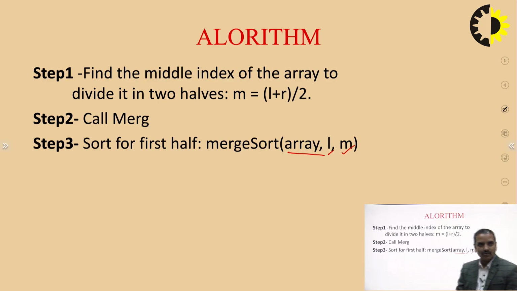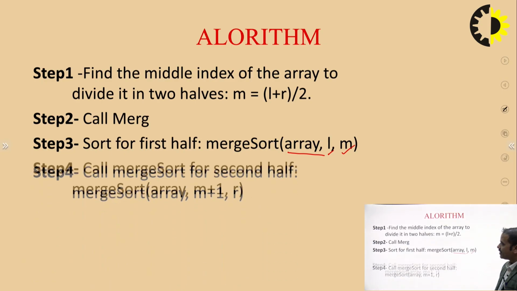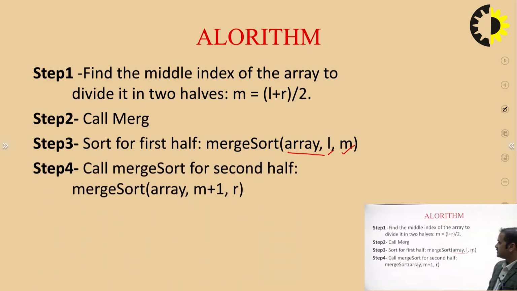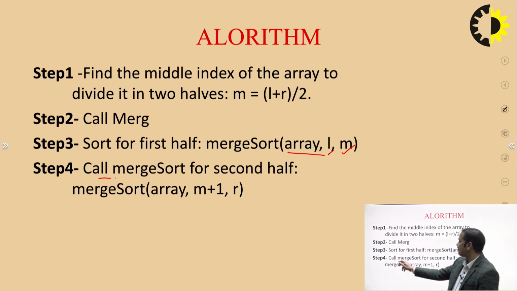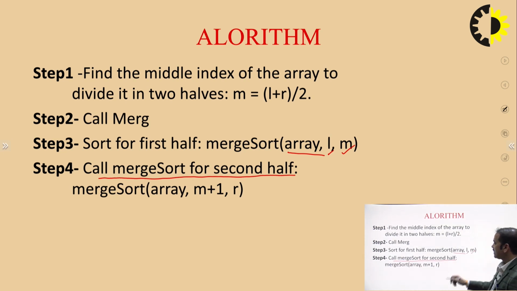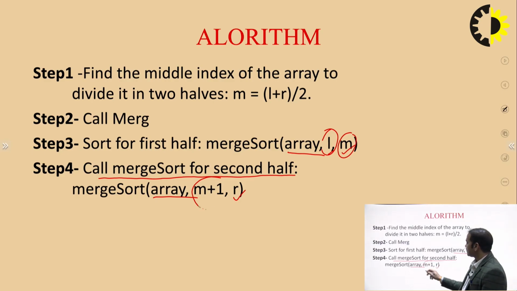By using this call, we sort the first half, and in the same way we sort the second half. This step is used to sort the second half of the data by using array M plus 1 and R. Here L is the lower bound, M is the mid element, M plus 1 is just next to the mid element, and R is the upper bound of the given data.